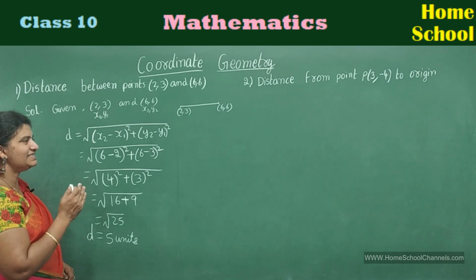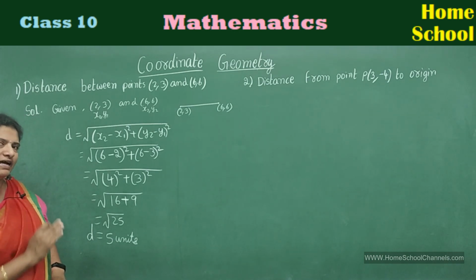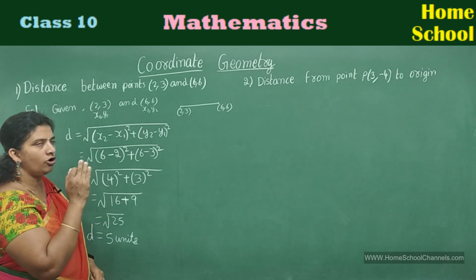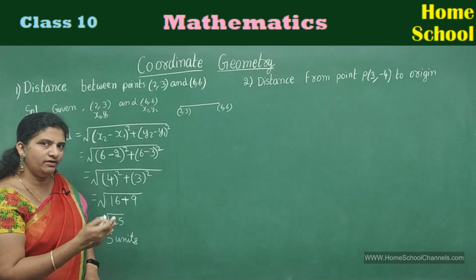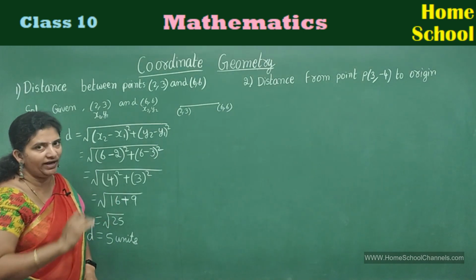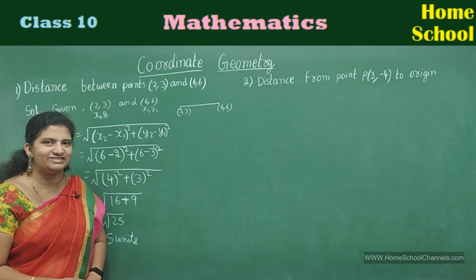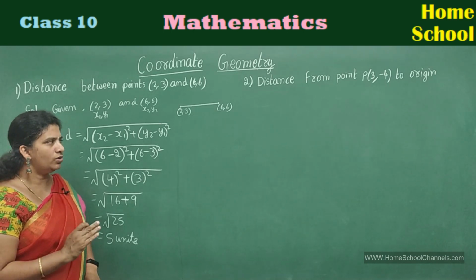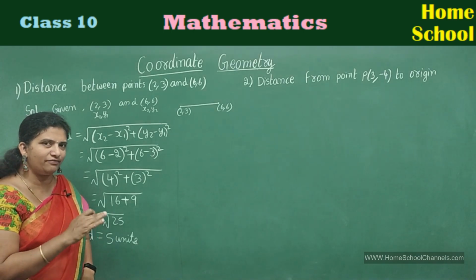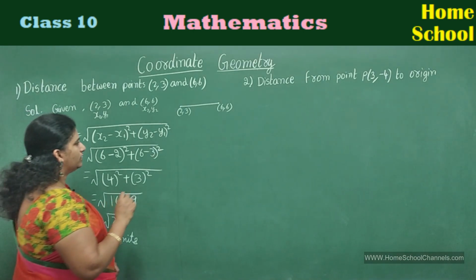This is the way we need to do, children. Understand the problem carefully. The first coordinate, mark it x1, y1. Second one, x2, y2. Substitute in the distance formula and directly you are going to get the answer. Is this clear? So let's do one more problem, then I'll give you the homework problem.